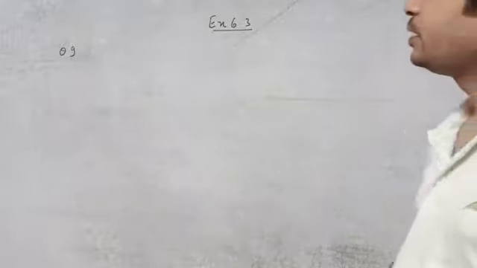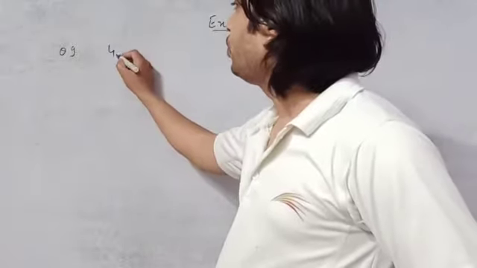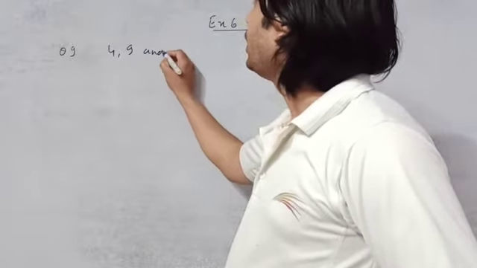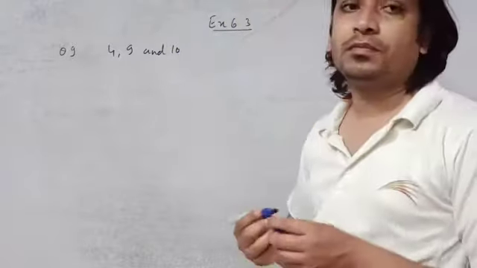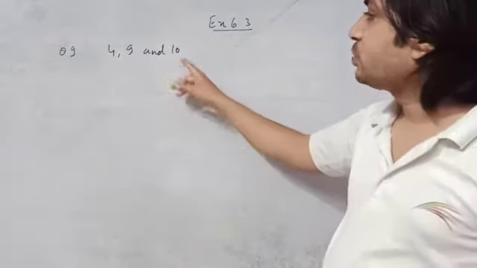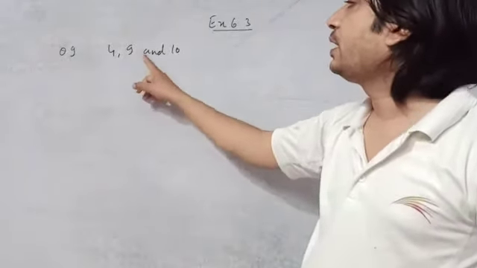Now we're starting our ninth question of exercise 6.3. In the ninth question they have told us to find the smallest square number that is divisible by each of the numbers 4, 9 and 10. So here we have to find one square number that must be divisible by 4, 9 and 10.